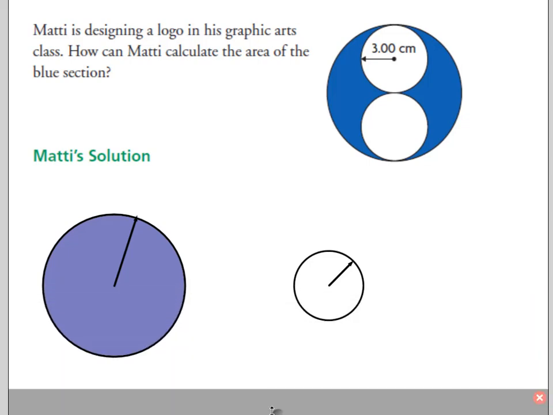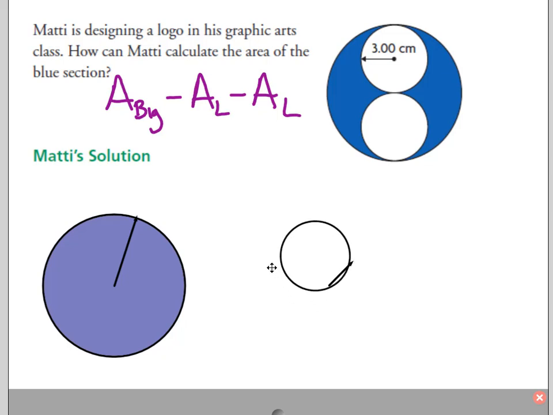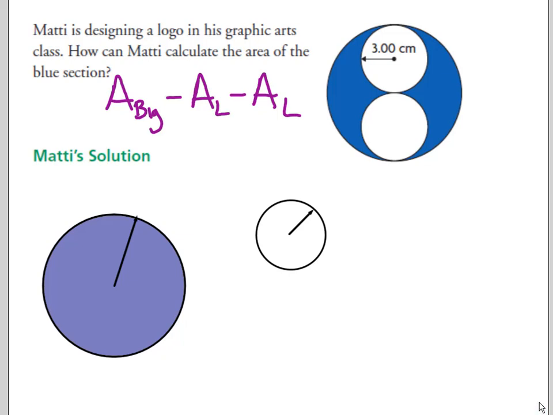Okay, so when I look at this, I see the area of the big circle minus the area of the little circle twice. So that's what my brain is thinking. So if I can find the area of the big circle and then minus 2 of the little areas, I should have my answer. So let's just move this guy over here for a second, and so we're going to need 2 of them. So we need the dimensions.